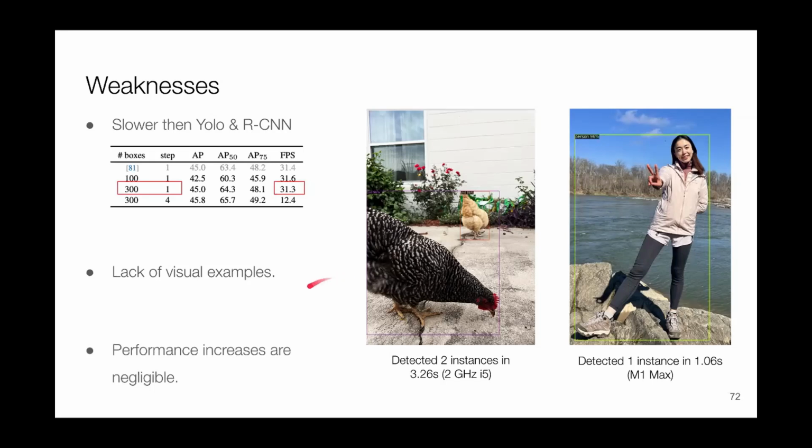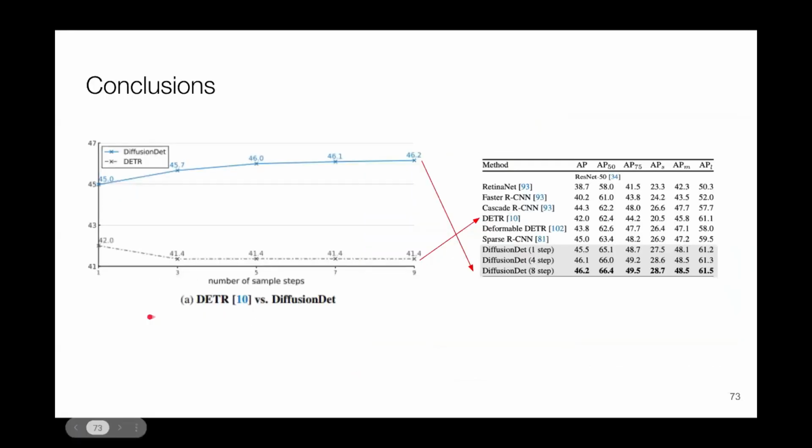Finally, we realized that the performance increases are pretty negligible in comparison to your increase in inference times. So we can see here that even as we increase the number of sampling steps, our average precision really only increases by 1. And we've seen in earlier slides how increasing the number of sampling steps drastically increases our inference times.